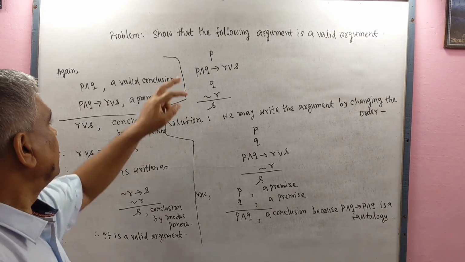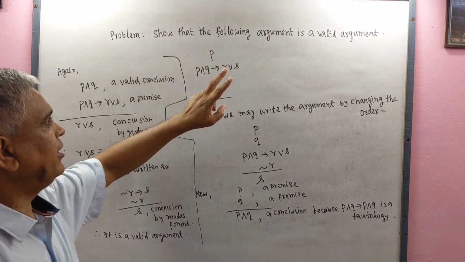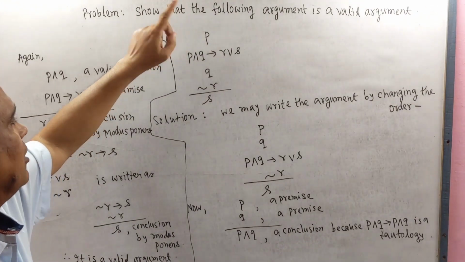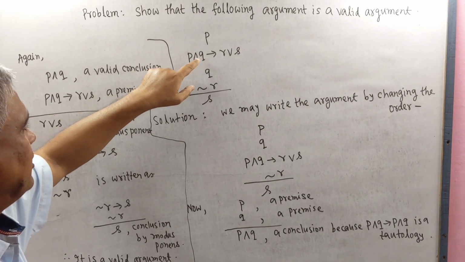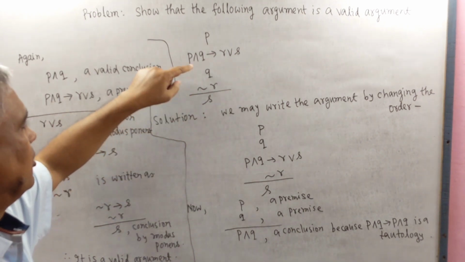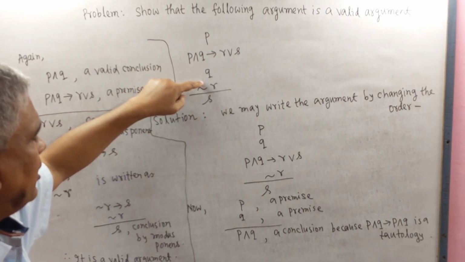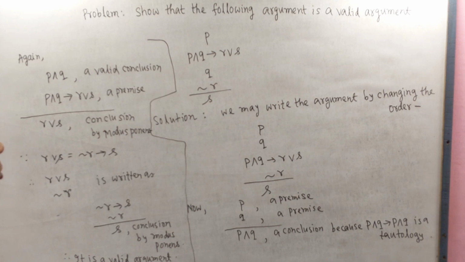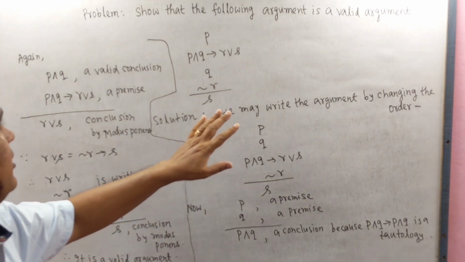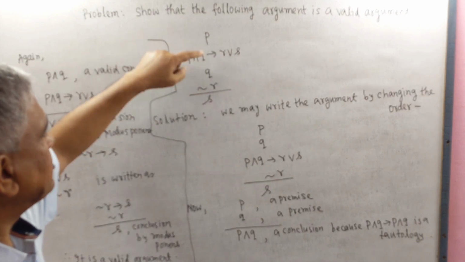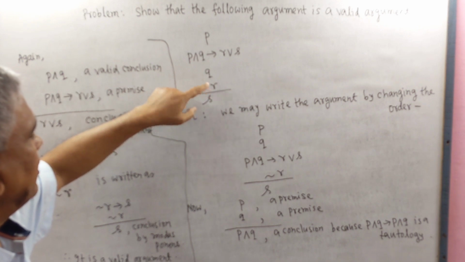Now we solve a problem to check whether the following argument is a valid argument. Premise P. Next premise, P conjunction Q implication R disjunction S. Premise Q, negation R. Conclusion S. We will have to examine whether it is a valid argument or not. We may write the argument by changing the order: P, next Q, next P conjunction Q implication R disjunction S, next negation R.